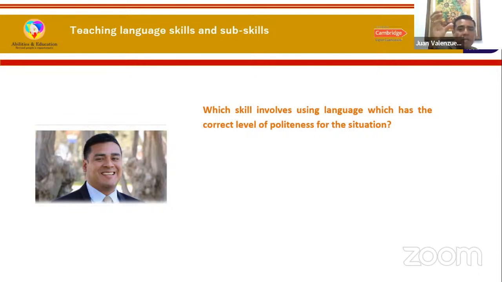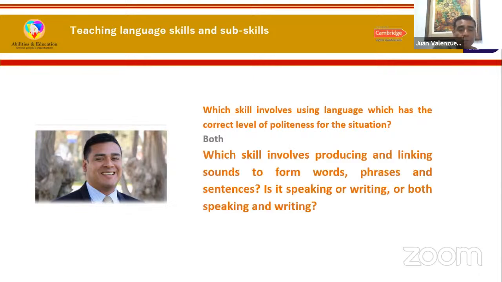Okay, so which skill involves using language which has the correct level of formality, of politeness for the situation? Speaking or writing? Excellent. The answer is both. In both cases, we need to know what level of politeness is more suitable for a situation.